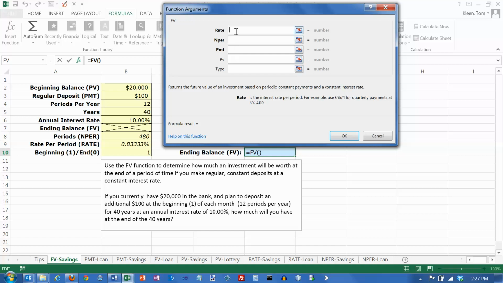Okay, now it wants to know what the rate is, and always use cell references. Do not put the numbers in. That way, if you want to recompute with different numbers, all you have to do is go in here and change them. You don't have to change the function or the formula.